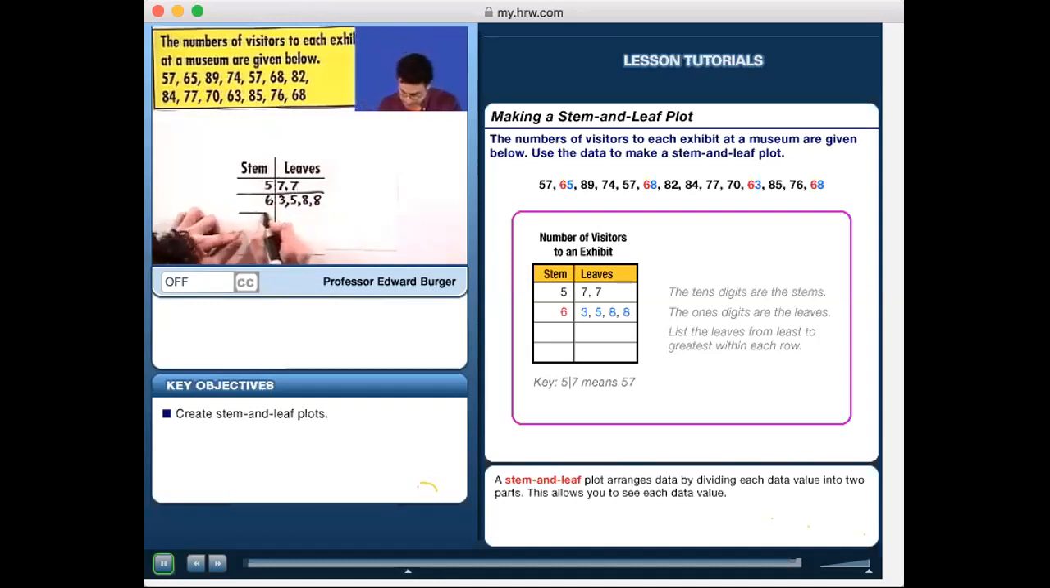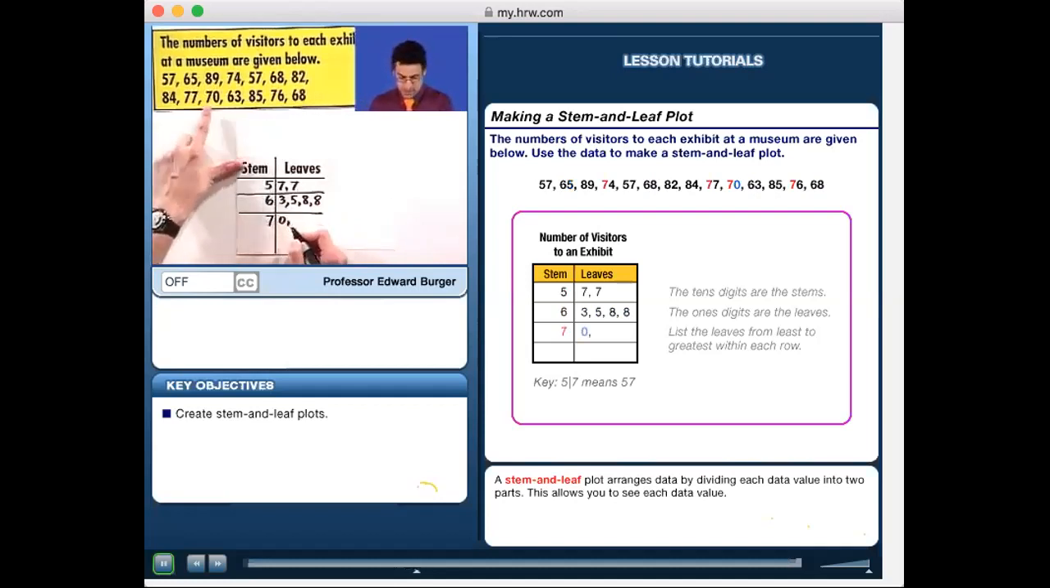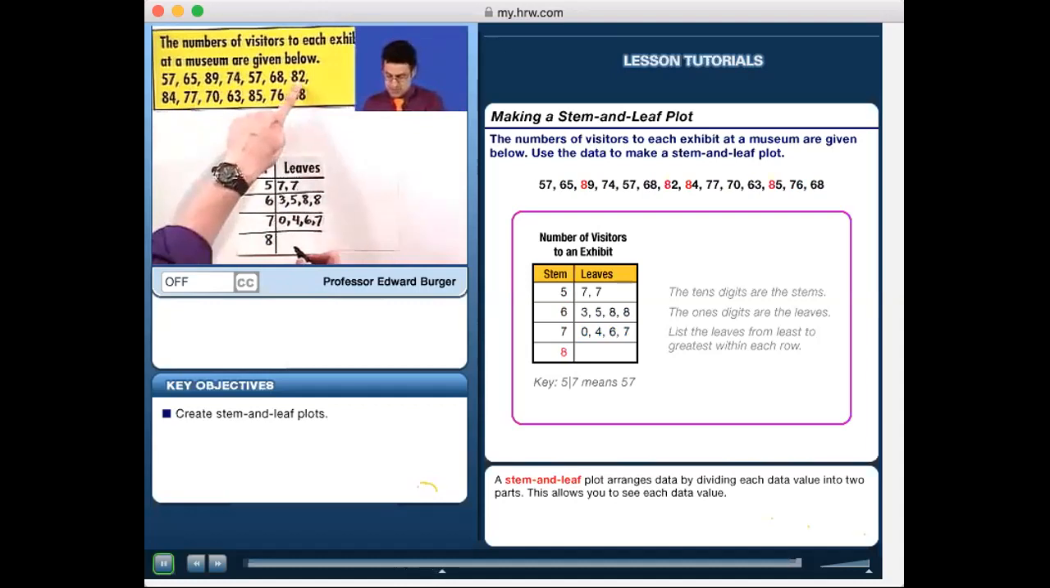Okay, let's keep going. The next number, let's see if we got any 70s here. Well, I've actually got a 70, so I'll put a 0. I've got a 74, so I'll put a 4. I've got a 76, so I'll put a 6. And I've got a 77. I think that's it for the 70s. And finally, what about numbers in the 80s? Well, in the 80s, I see an 82, so I'll put a 2 here. Anything else in the 80s? I see an 84, I'll put a 4.